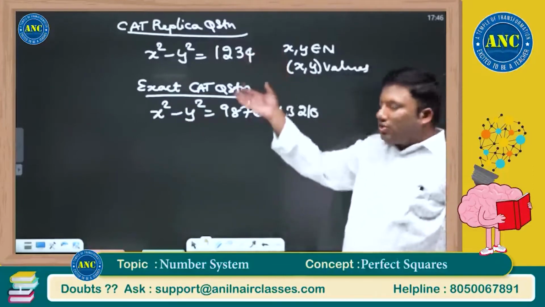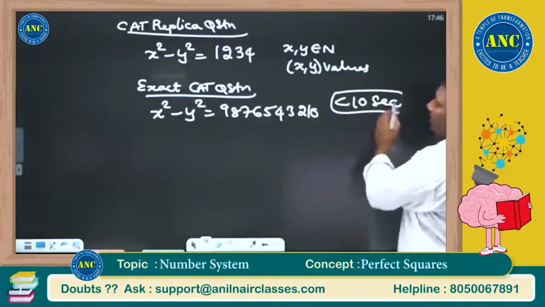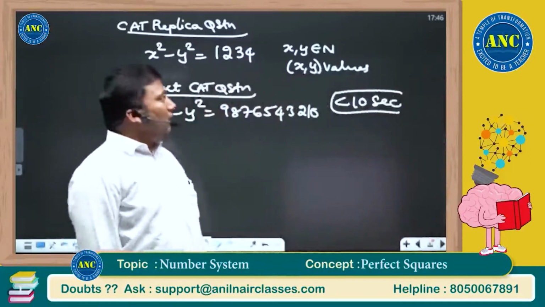I will discuss this question. This question can be solved in less than 10 seconds, less than 10 seconds if you know the approach. X square minus Y square equivalent to 1234.